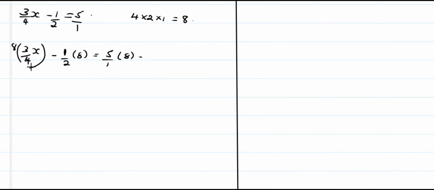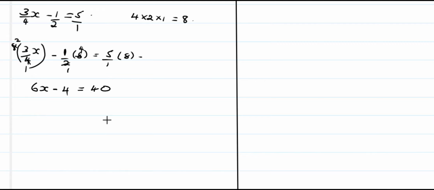Then here, I'll cancel this 4 by 1. This one becomes by 8, 2, by 4, 1, by 4, 2. So it becomes 2 multiplied by 3, which is 6x, like that, minus this by 2, 1, by 2, 4. So it becomes minus 4, which is equals to 5 times 8, which is 40. So it becomes 6x minus 4 is equals to 40.